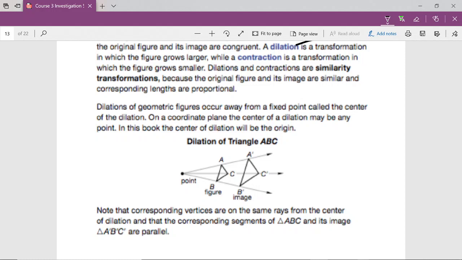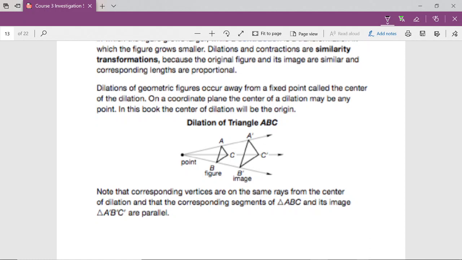On a coordinate plane, the center of dilation will be any point, but for this course, we will just be using the origin as our center of dilation. What that means is our figures are probably not going to actually be on the origin. It just means that our dilations are going to be based on that point, so that when I have my old coordinate with my new coordinate, it forms a line with those 3 points. You can see that with each one of these.